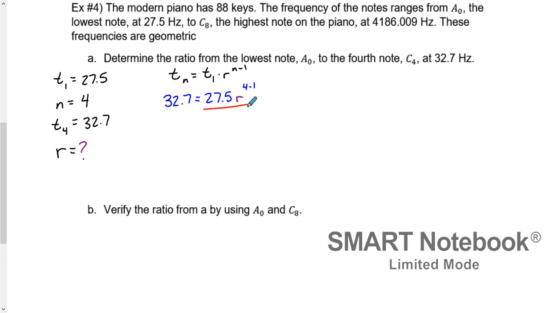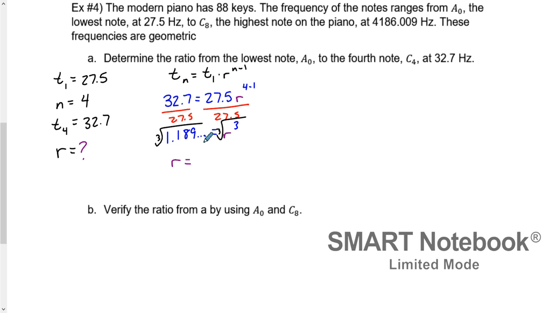So just saving a little bit of work here, we can divide both sides by the 27.5. So 32.7 divided by 27.5 is 1.189. I'm going to leave that in my calculator. That would just give me the R to the power of 3. And then I'd just be finding the cube root of this. So cube root. The reason I'm leaving that on my calculator is because I can actually formulaically solve this. Our ratio is the cube root of 1.189.